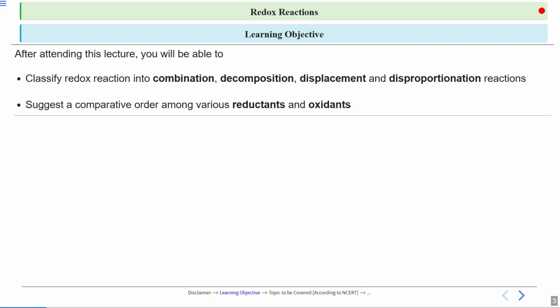We will also be able to understand a comparative order among various reductants and oxidants. That means we will be able to differentiate between a stronger reducing agent and a weaker reducing agent, and also a stronger oxidizing agent and a weaker oxidizing agent.